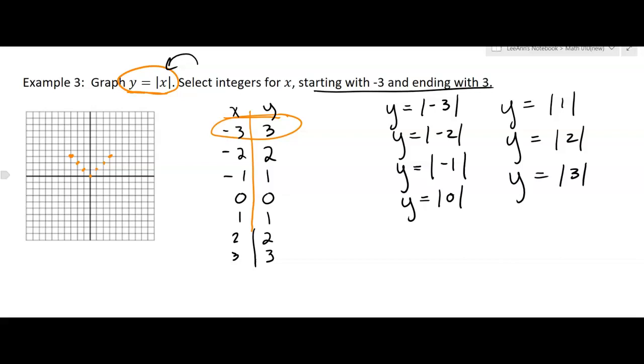Now, this does look a little different than the last graph we had. The last graph we had was a parabola, and this is not. So you get this V shape. So with an absolute value equation, when you have an absolute value in the relation, you're going to get a V shape. Could be upside down, but those are straight lines.